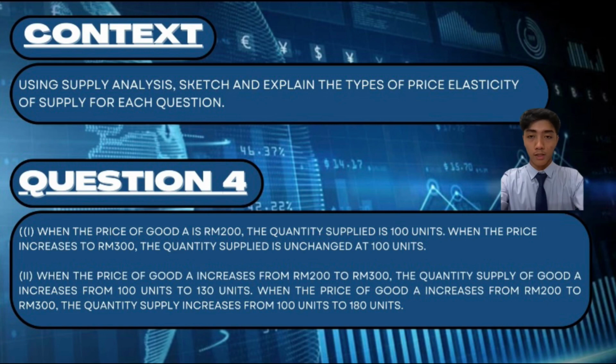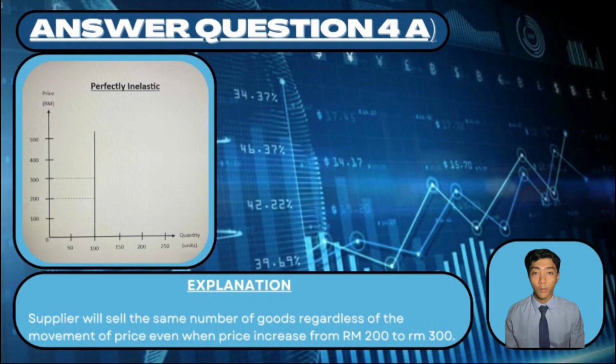So the first question stated that when the price of good A is 200 ringgit, the quantity supplied is 100 units. When the price increases to 300 ringgit, the quantity supplied is unchanged at 100 units. Based on my study and research, I have come up with the answer for the first question, that is a perfectly inelastic graph. How to identify whether it is a perfectly inelastic graph or not? The only way is to know that no matter how much the price changes, the quantity supplied will remain unchanged.